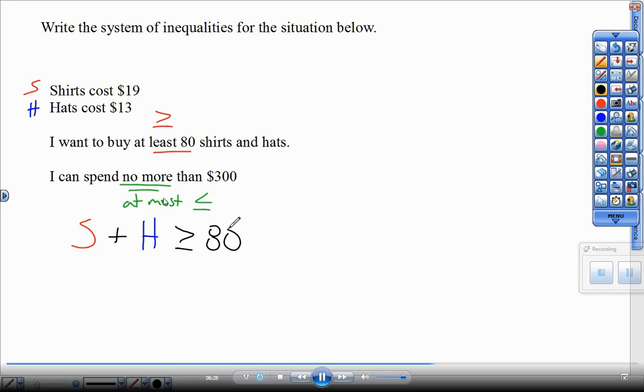I could spend no more than 300, at most 300, using my cost. $19 for every shirt, plus $13 for every hat, is at most, less than or equal to, 300. And again, all you have to do is write those inequalities.